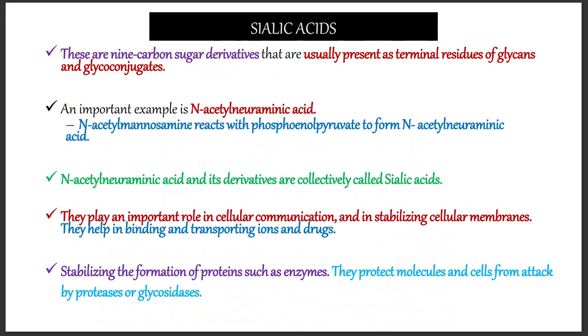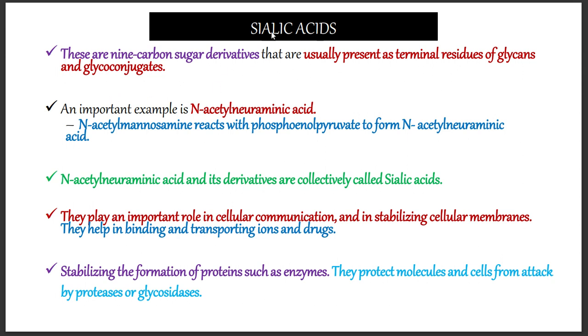So the next form of sugar derivative we want to talk about is sialic acids. Sialic acids have 9 carbons. These are 9-carbon derivatives, and they are going to be present on the terminal residue, at the end of glycans. Glycans are basically like polysaccharides, and glycoconjugates. We are going to understand glycoconjugates. Glycoconjugates include things like glycoproteins and glycolipids.